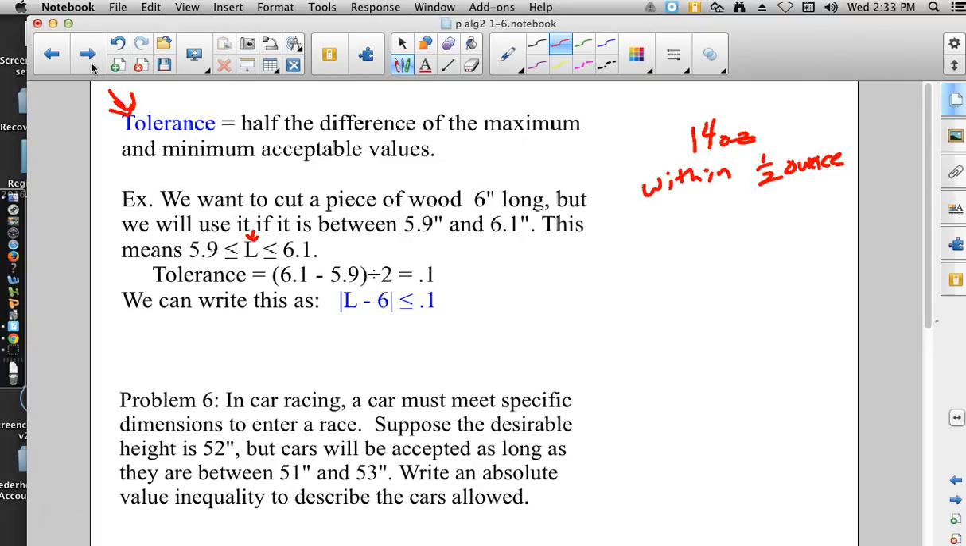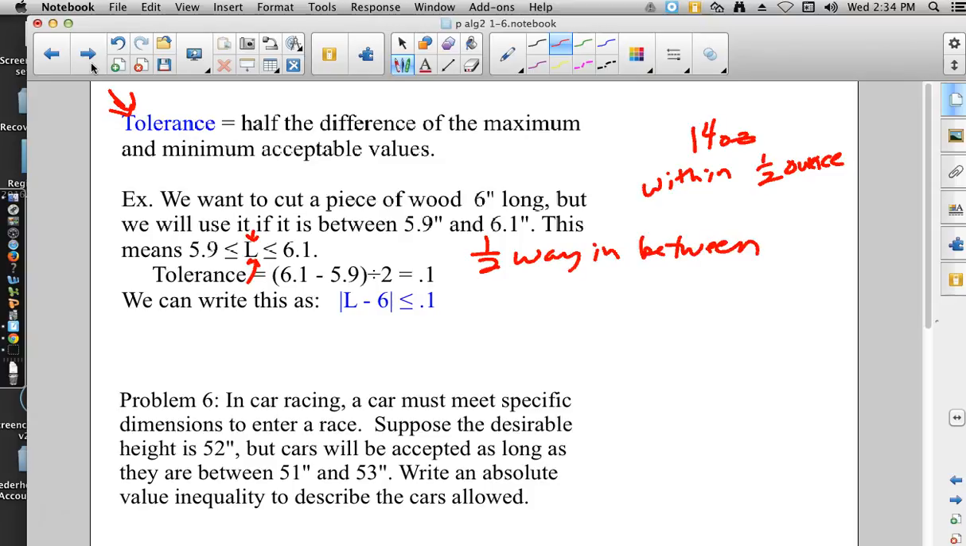Now notice, they told us in the problem that it's supposed to be 6 inches long, but right here there's an L. That's because we're supposed to be able to think our way through that if we need to, where we could say, well, it's supposed to be smack dab halfway in between the other two.